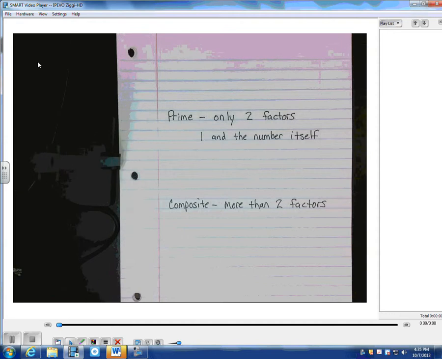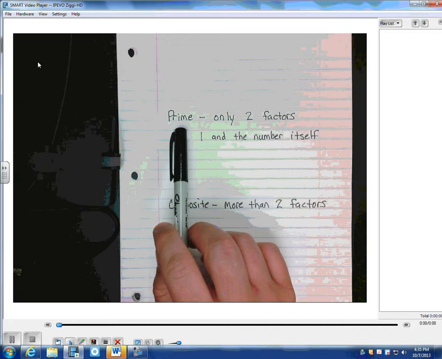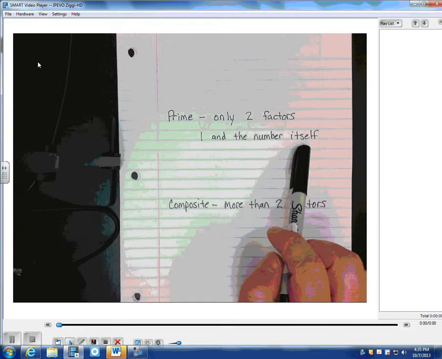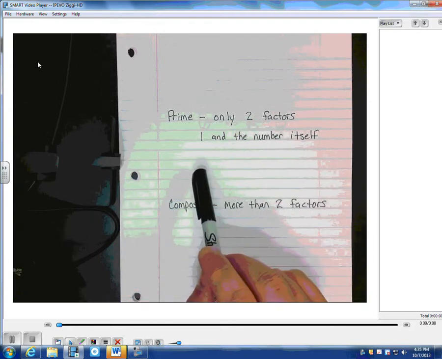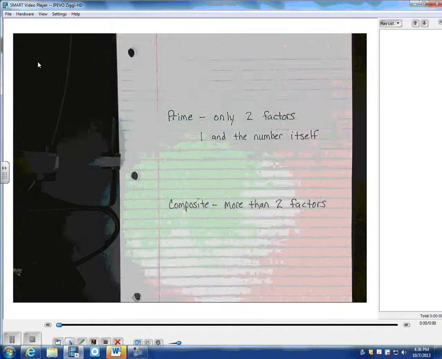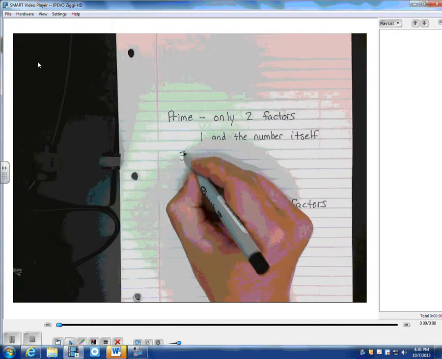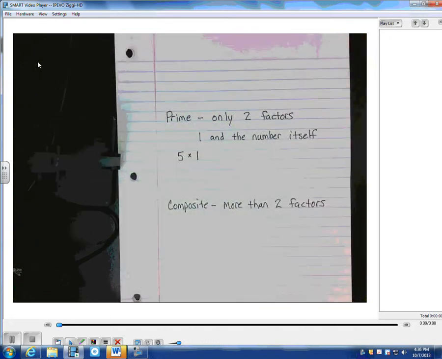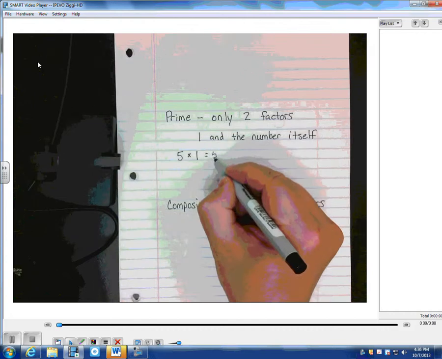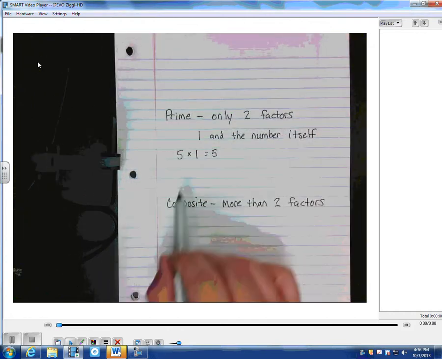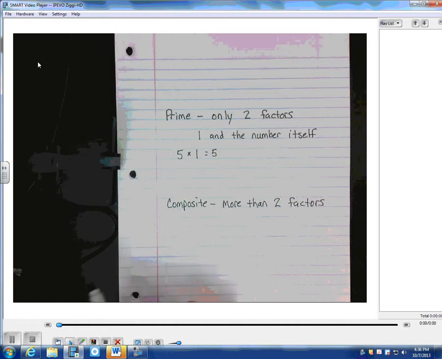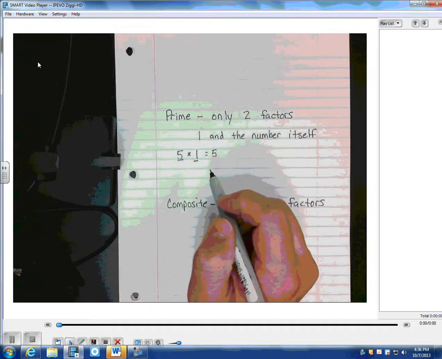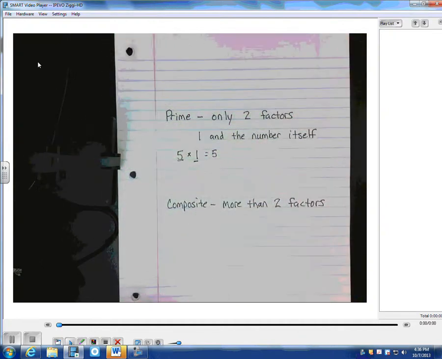Now, let's talk real quick about prime and composite. So, a prime number only has two factors, 1 and the number itself, meaning I can only multiply 1 and the number to get that number. For example, 5. The only way I can get 5 is to multiply 5 times 1. That'll give me 5. There's nothing else that I can multiply together that's going to give me 5. So 5 is a prime number because it only has two factors. Okay? Two factors.